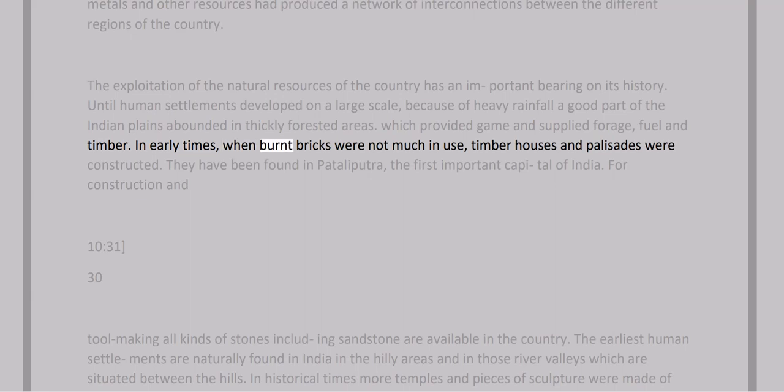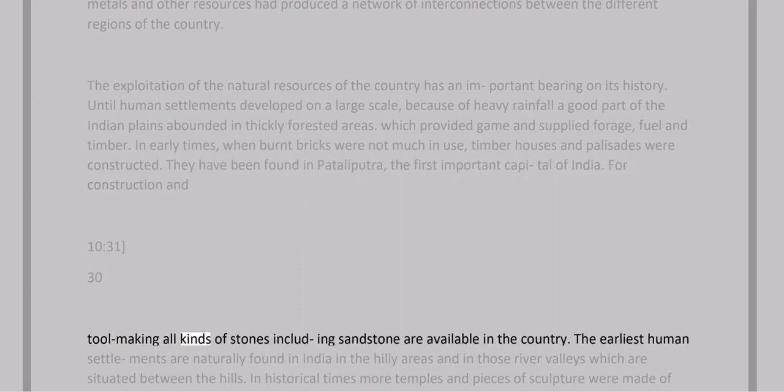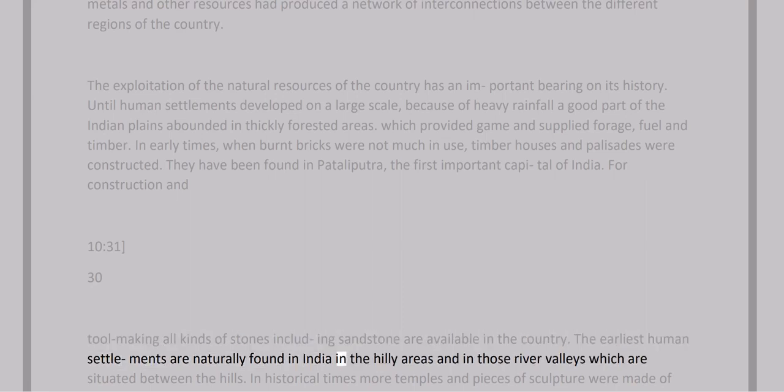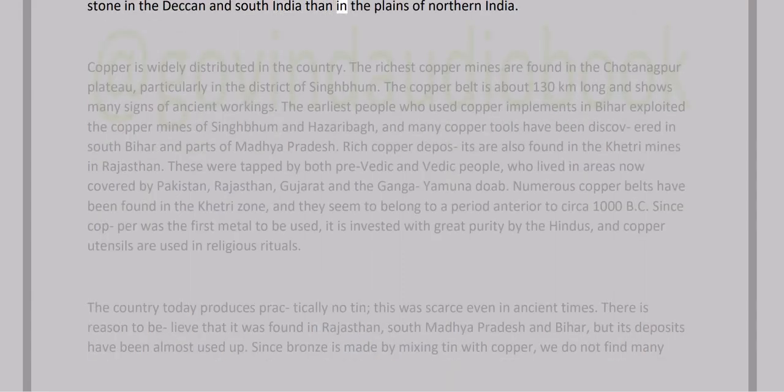In early times, when burnt bricks were not much in use, timber houses and palisades were constructed. They have been found in Pataliputra, the first important capital of India. For construction and tool-making, all kinds of stones including sandstone are available in the country. The earliest human settlements are naturally found in India in the hilly areas and in those river valleys which are situated between the hills. In historical times, more temples and pieces of sculpture were made of stone in the Deccan and South India than in the plains of northern India.